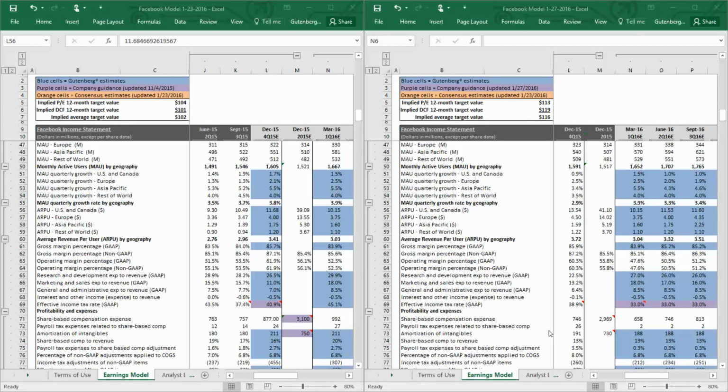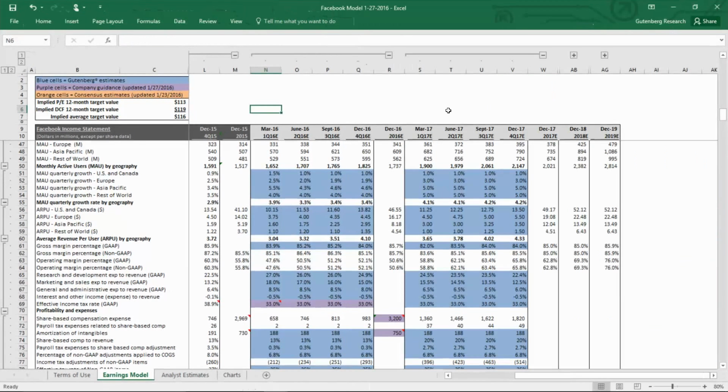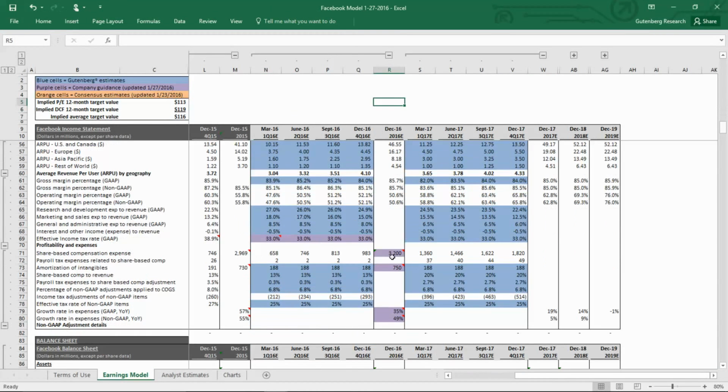Next, management gave us some guidance on year-over-year growth rates for total GAAP expenses. So for this, we're going to expand and take a look down below the income statement.